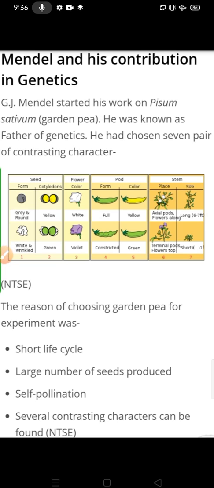I hope that much is clear, and if you have any question regarding this portion, just share it, and tomorrow onward we will discuss the different laws of Mendel.